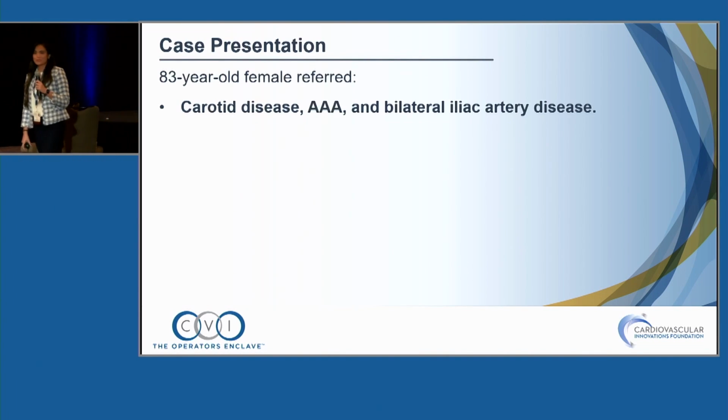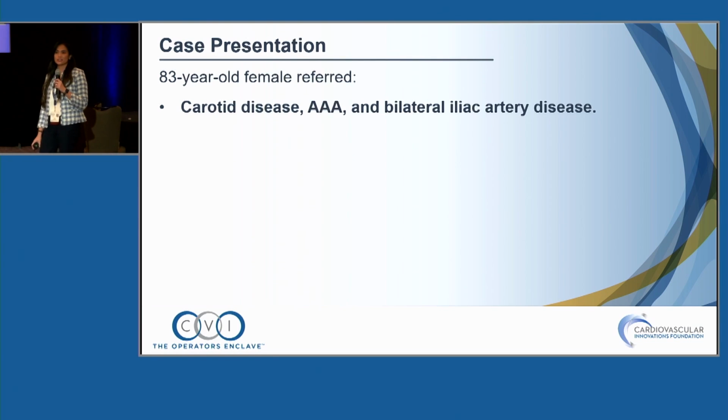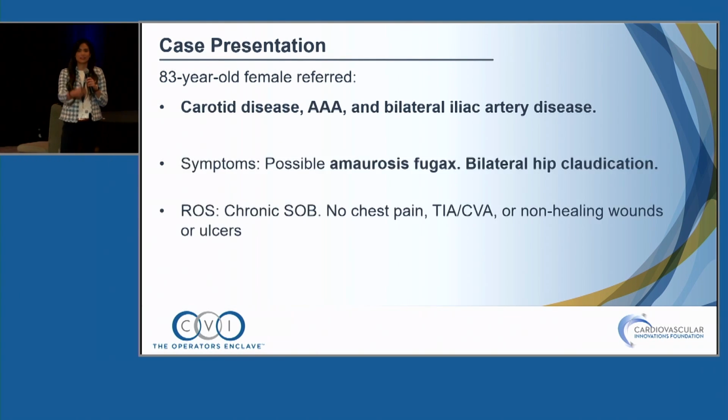Our 83-year-old female was referred to us for carotid artery disease, abdominal aortic aneurysm, and bilateral iliac artery disease. She reported possible amaurosis fugax and about 6 months of bilateral hip claudication. She had chronic shortness of breath, but fortunately no chest pain, TIA, CVA, or non-healing wounds or ulcers.